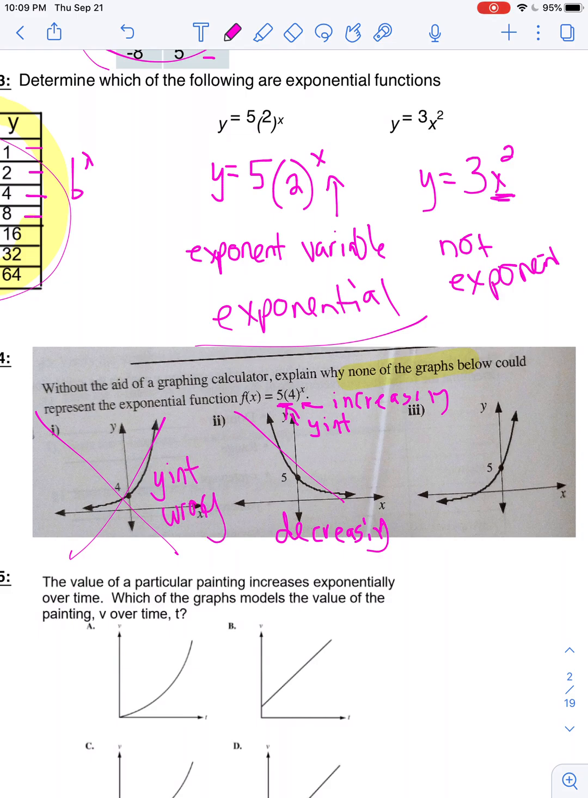And then the last graph, you're like, oh, it's increasing and has the right y-intercept. But do you notice how it crosses the x-axis? We can't have that, because that's part of the characteristic: it can't cross the x-axis. There should be an asymptote there, so this one is wrong as well.